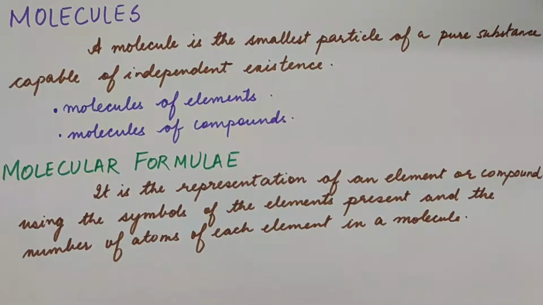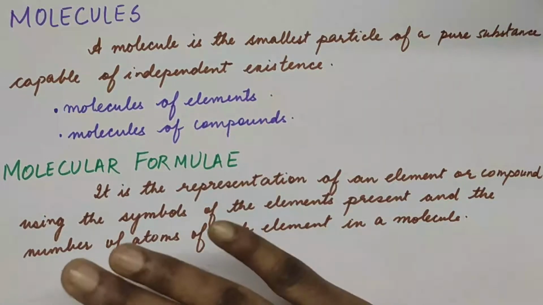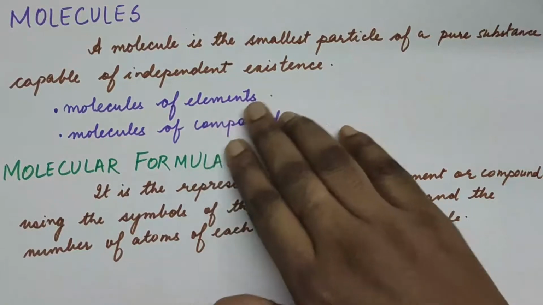Now a molecule is the smallest particle of a pure substance which is capable of independent existence, which can be there independently, and it exhibits all the properties of the substance. The atoms in a molecule are held together by strong forces of attraction. Now we are going to discuss two kinds of molecules, that is, molecules of elements and molecules of compounds.